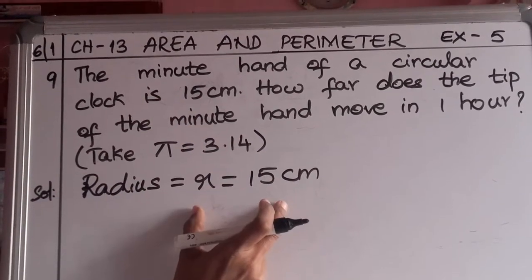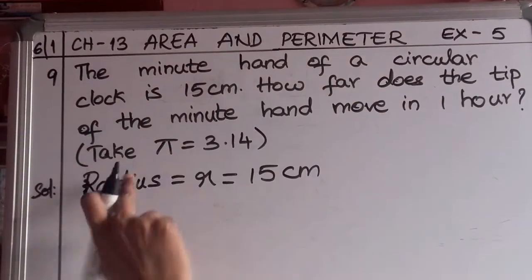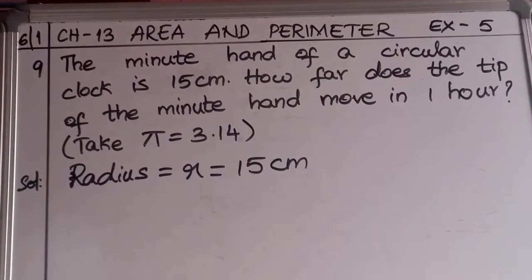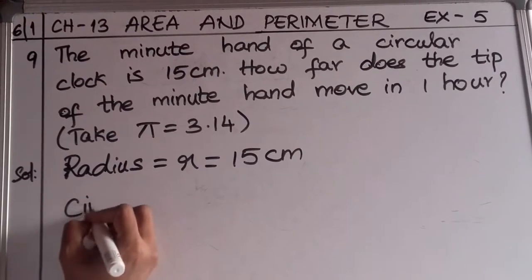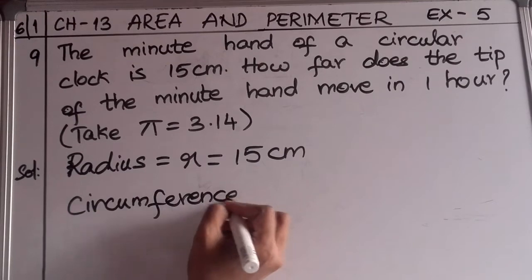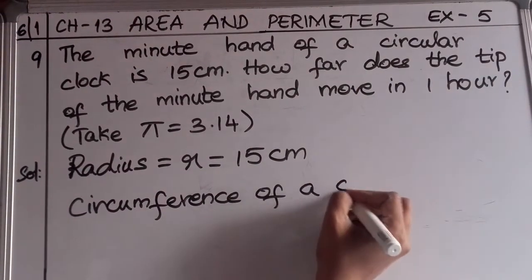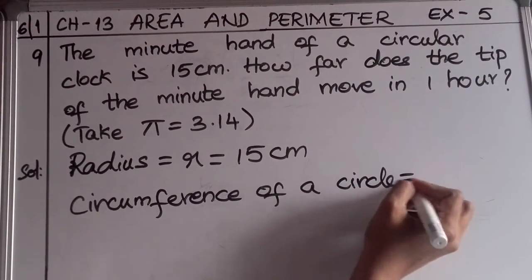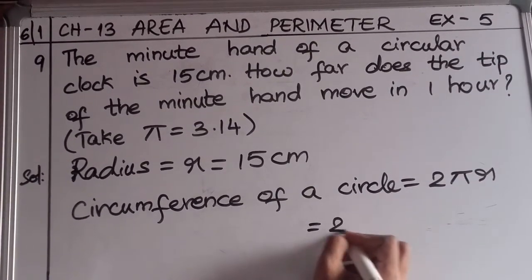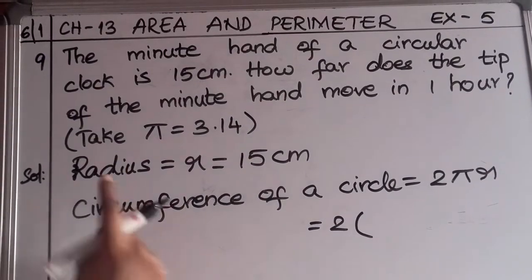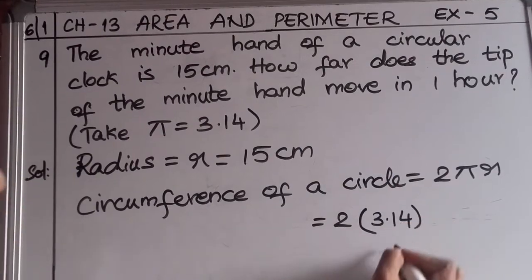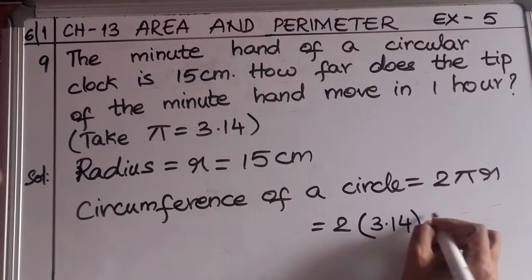Now we have to find out how much distance it will cover to complete one circle. That is nothing but the circumference of a circle. What is the formula? Circumference is equal to 2 pi r. So let us substitute the values. For pi, they told you to take 3.14. So we are taking 3.14. R is nothing but 15.